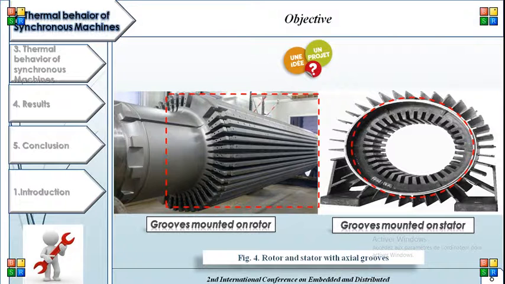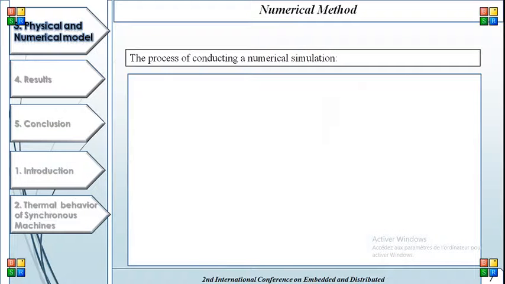So part of the rotor is formed by conductors housed in the longitudinal grooves of the rotor shaft to provide cooling. As you can see in both figures, the first figure is for grooves mounted on the rotor, and the second for grooves mounted on the stator. Now let's move on. The next topic is numerical method.